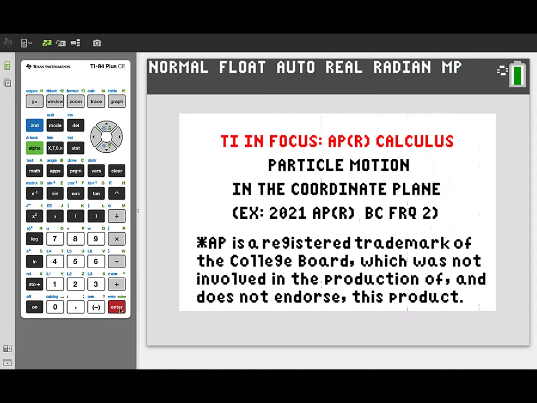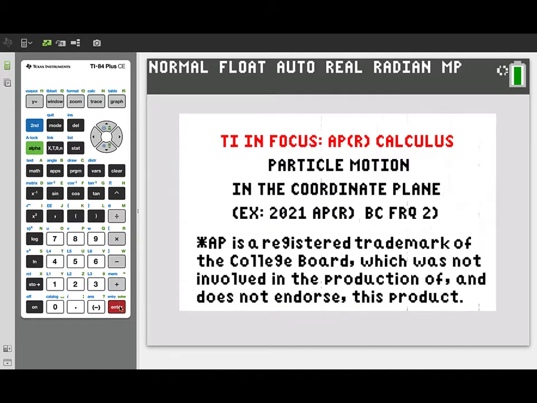I'm a mathematics professor and a math advisor for Texas Instruments. This video is part of the TI in Focus AP Calculus series, in which we'll look at the topic of particle motion in the coordinate plane using the TI-84. We'll consider in detail free response question 2 from the released AP BC exam for 2021.